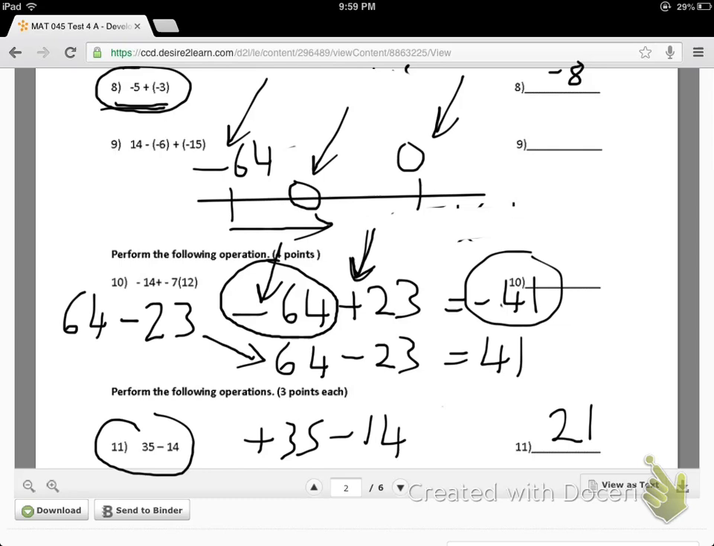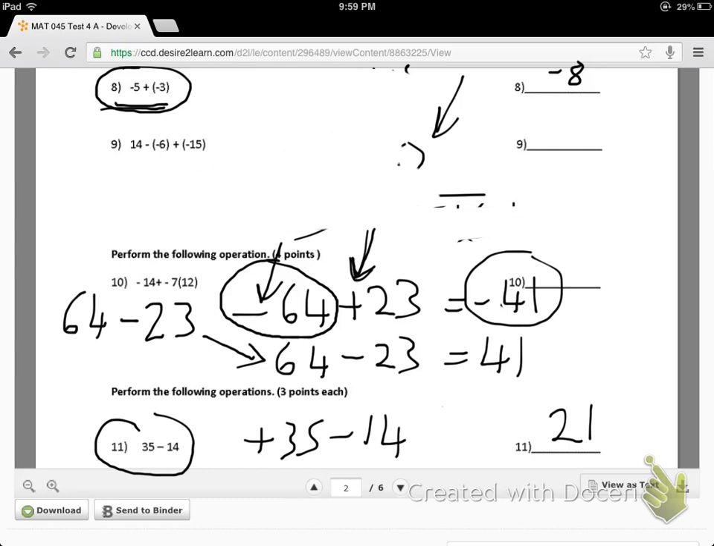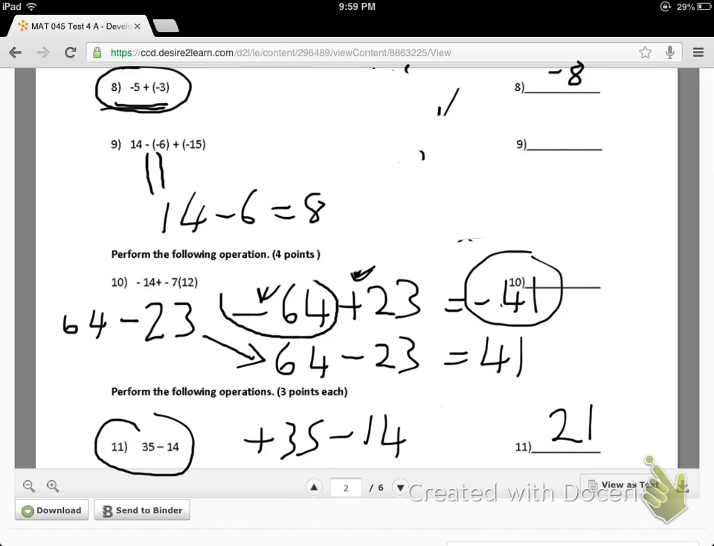One more. Let's look at question 9. Please remember where two negatives do make a positive, when they're right next to each other. This is not a multiplication. It's 14 take away negative 6. 14 take away 6 is 8, but 14 take away negative 6 is 20.